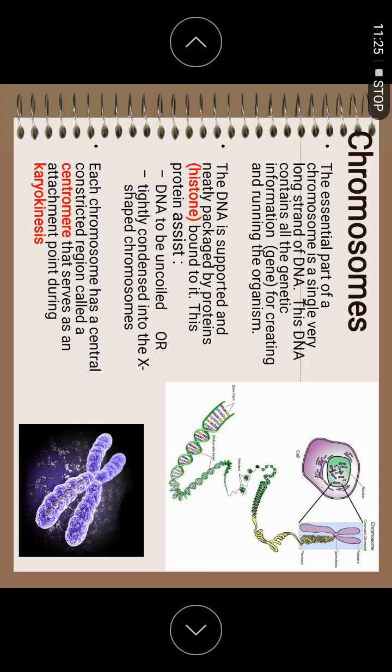For example, if I need to build or synthesize amylase enzyme, the histone at the amylase enzyme parts will uncoil, and then it has to send out the information for the protein to be made, for the enzyme to be made. Another thing, if I do not need it anymore, I have to recoil. I have to tighten up and condense into the X shape.